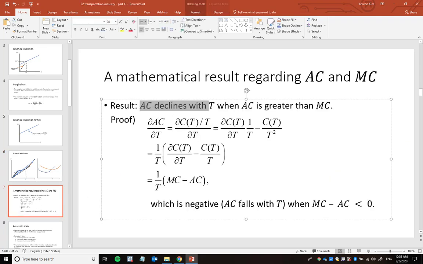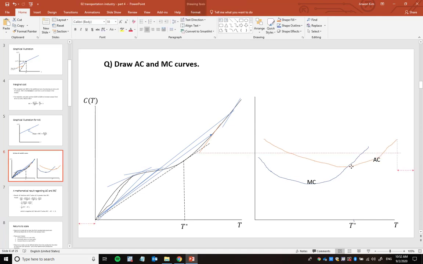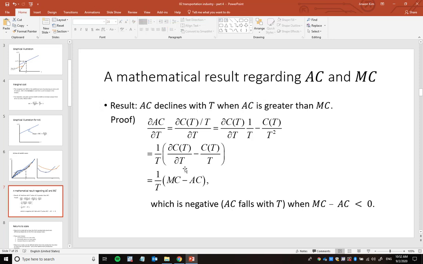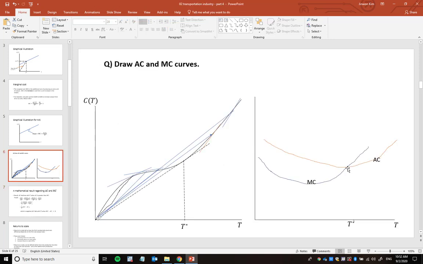Average cost declines with T. Average cost declines with T, because this is a minimum point where average cost is minimum, which is T star. Average cost is declining. Under what situation? When average cost is larger than MC. Average cost is above its MC. So when average cost is above its MC, average cost declines with T. Which means that when marginal cost is larger than AC, then the average cost curve is increasing.